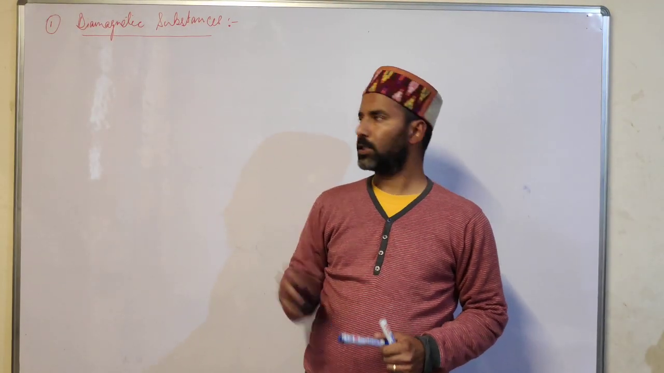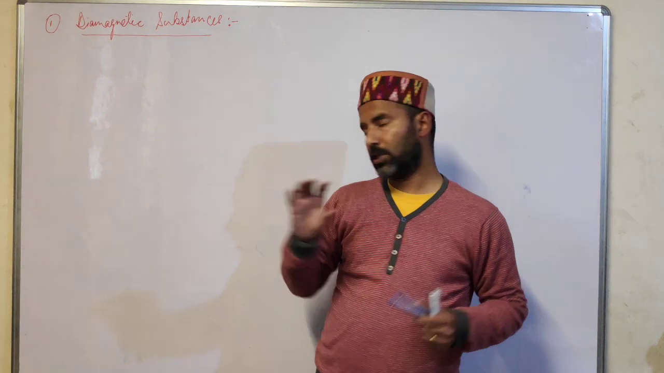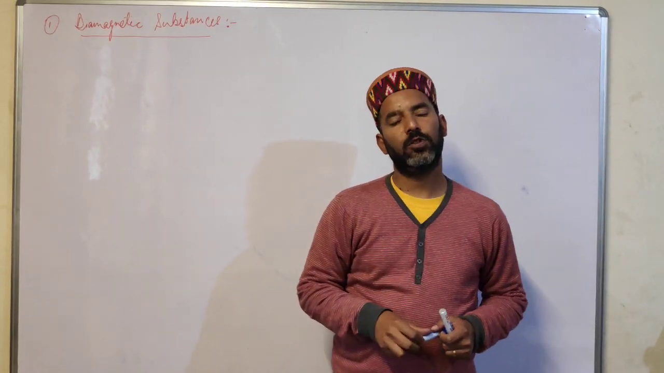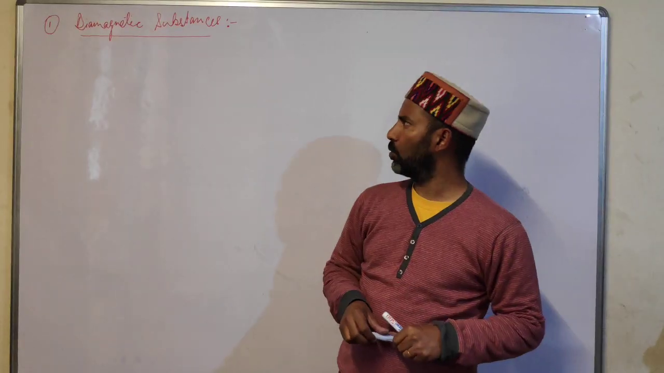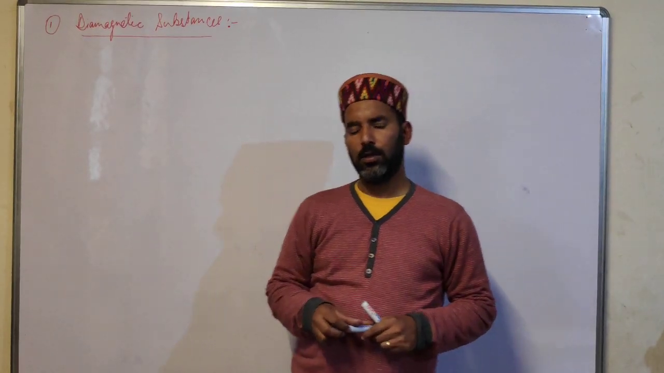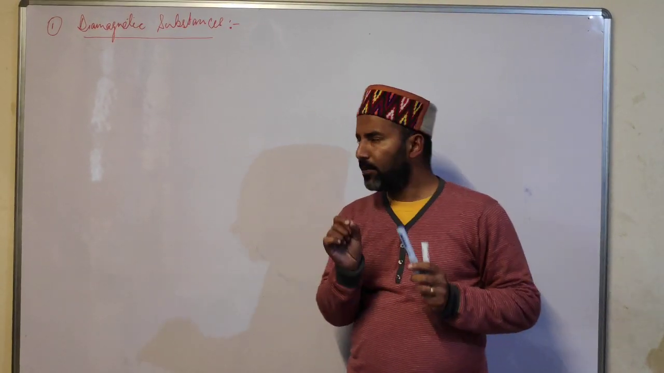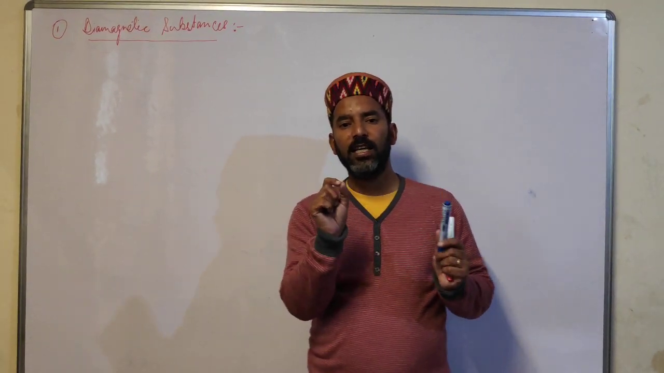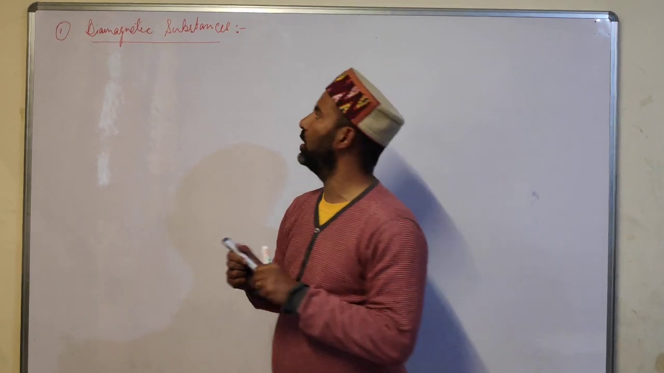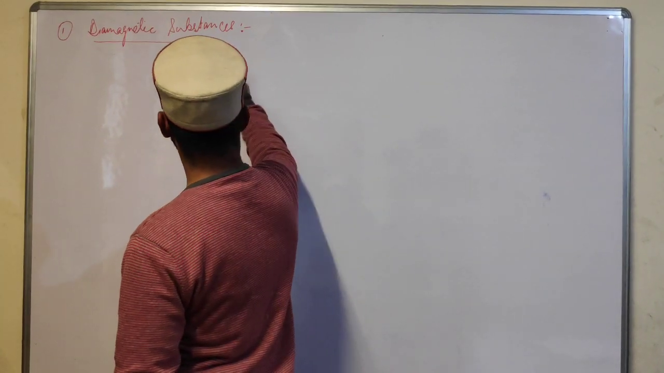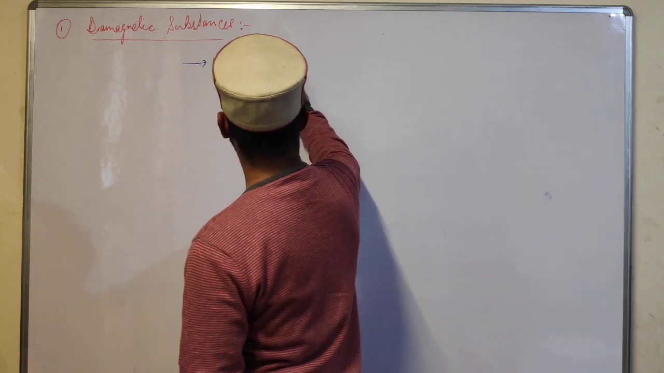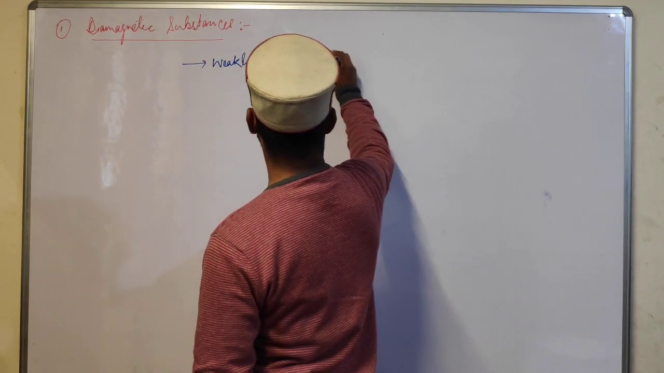Students, the first type of substances are diamagnetic substances. Now students, what are diamagnetic substances? Diamagnetic substances are those which are weakly repelled by the magnetic field. So that means diamagnetic substances are weakly repelled by magnetic field.